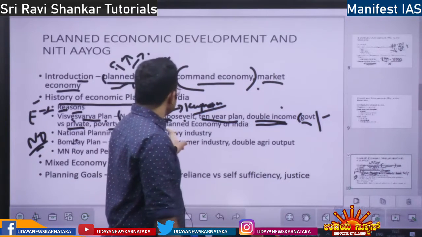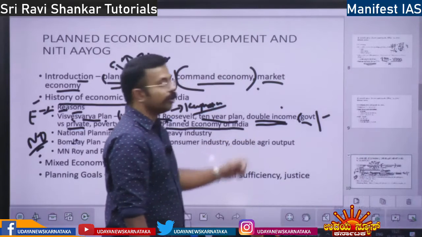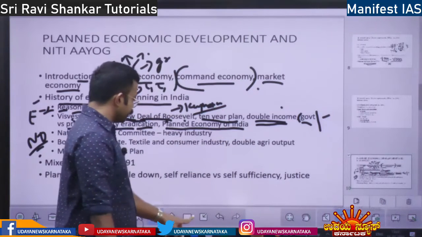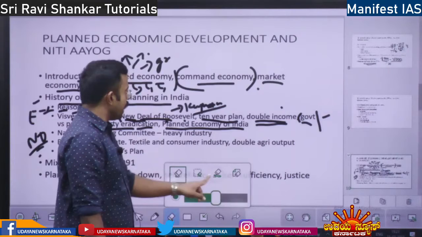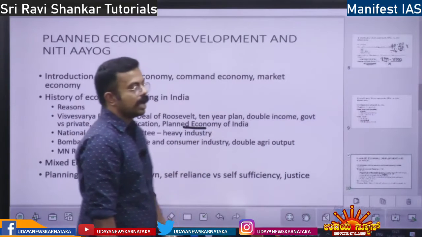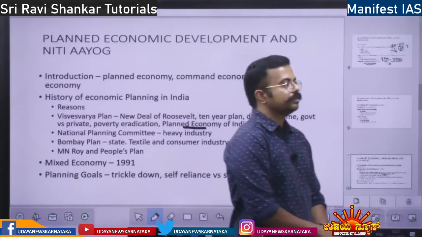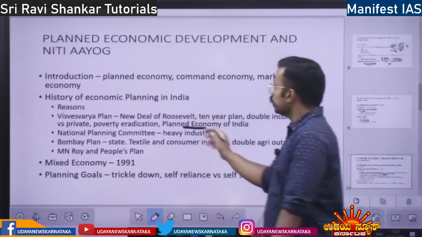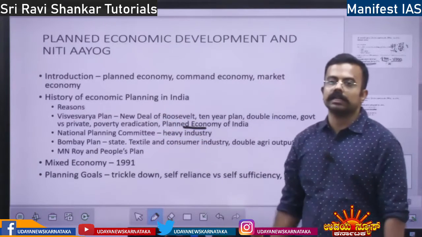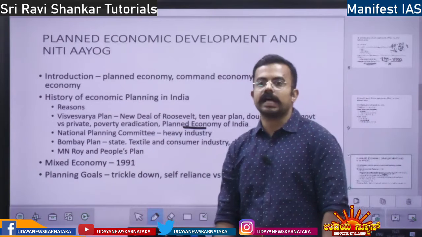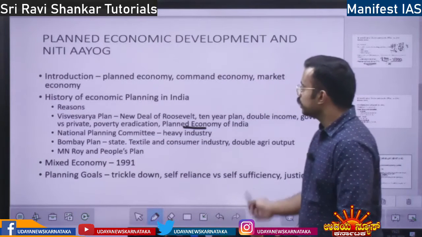Along with that, his book is called The Planned Economy of India. Visvesvaraya's book is called The Planned Economy of India. So in this book, he gives all these ideas. All these ideas are given by Visvesvaraya in this book.